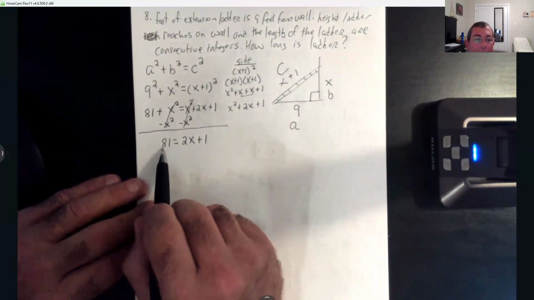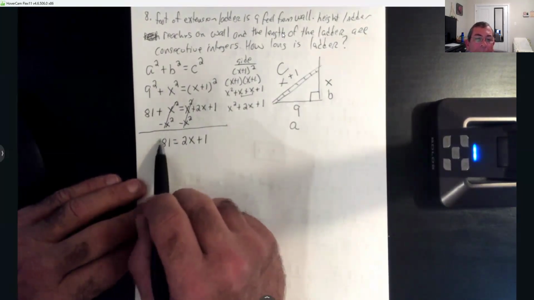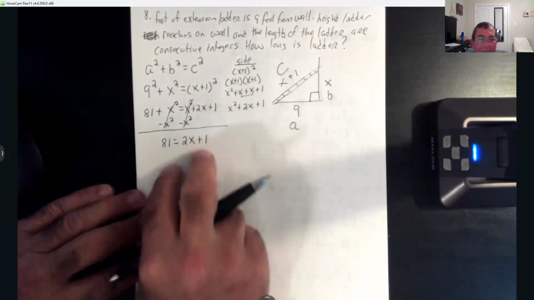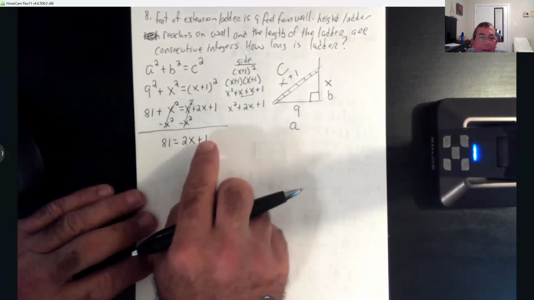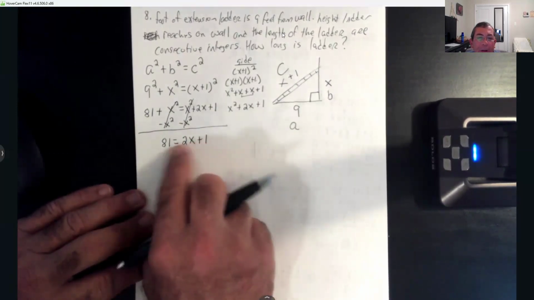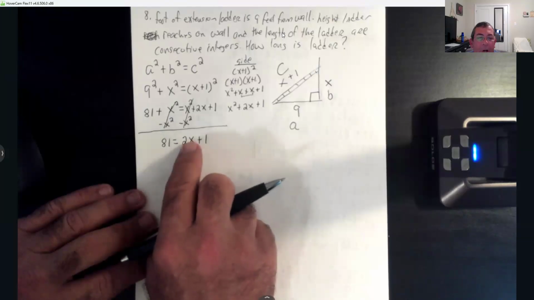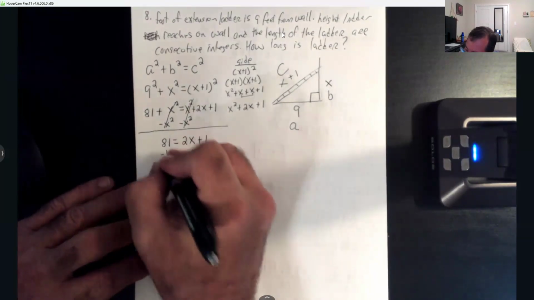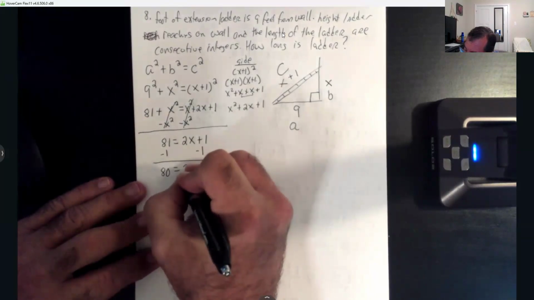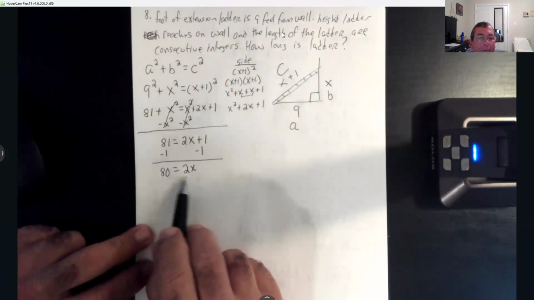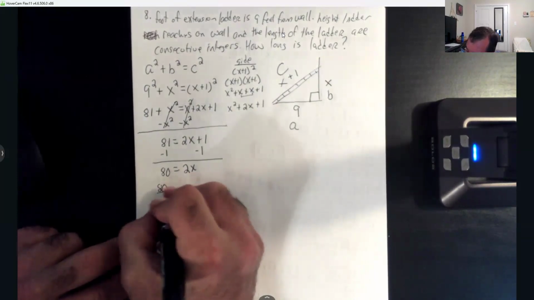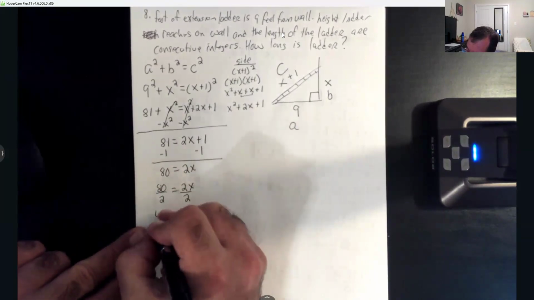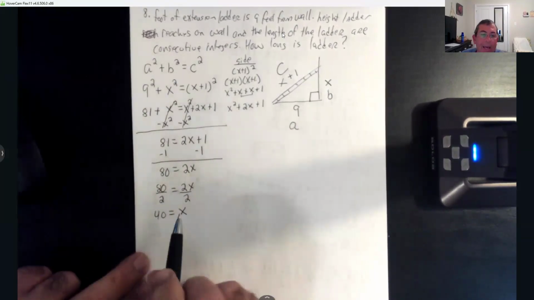Y'all, at this point, your only difference will be the 81, whatever number you had here squared, okay? So you're going to solve just like I'm doing right here. It's not quadratic, so I don't have to factor or anything. I just got to solve it for X. So we're going to subtract 1. 81 minus 1 is 80, equal to my 2X. And then I want to divide both sides by 2. So notice 80 divided by 2 gives me 40 equal to my X.